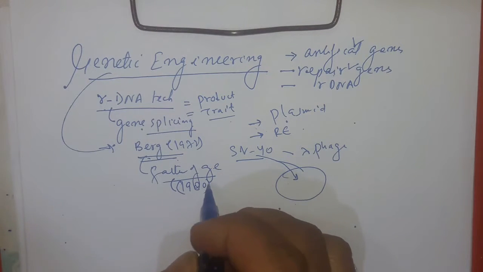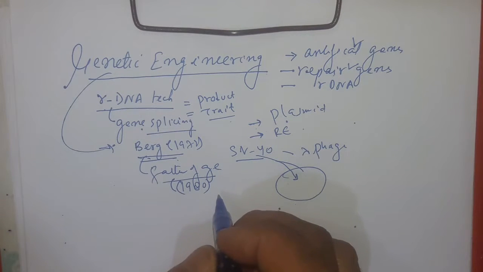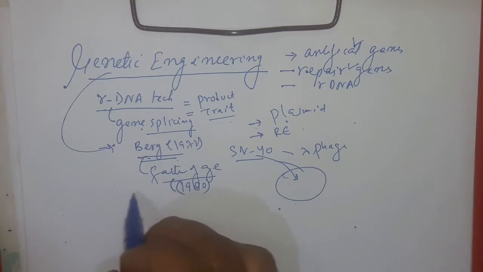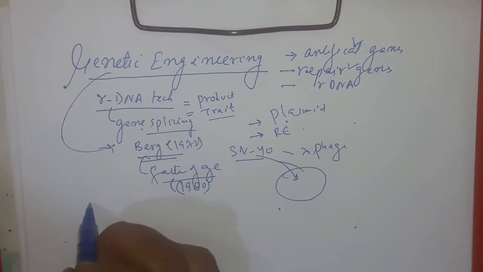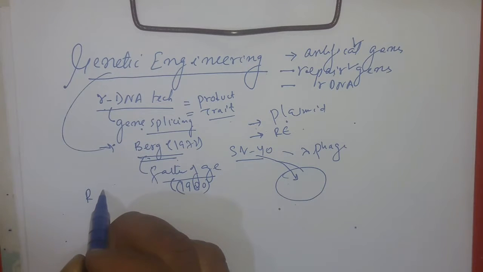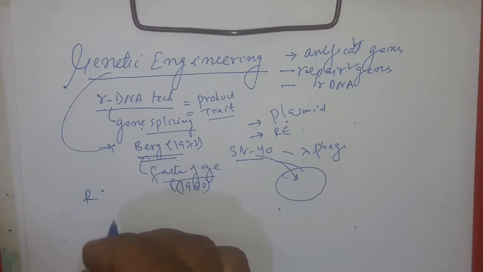Then we have Cohen and Boyer, where in 1973, two people who were able to introduce piece of gene containing foreign DNA into plasmid of Escherichia coli. So were two important scientists who were able to do this.